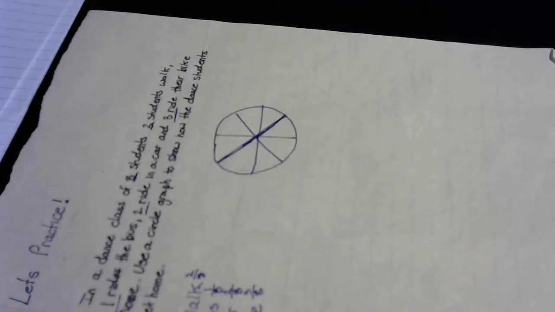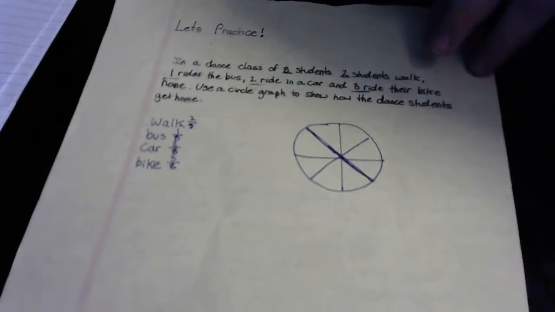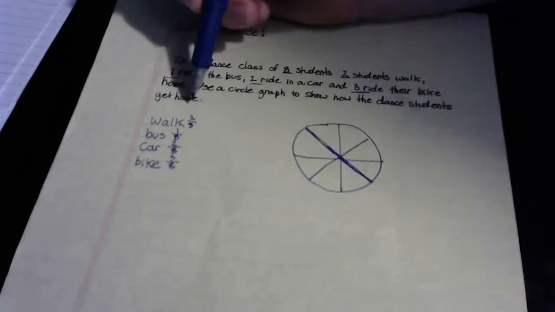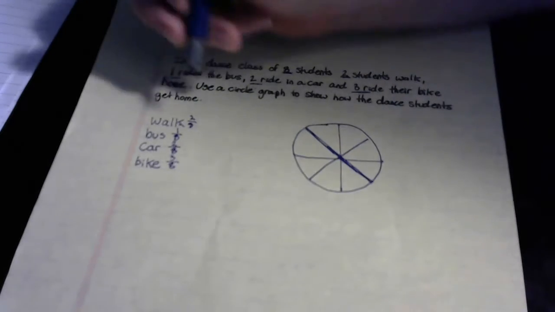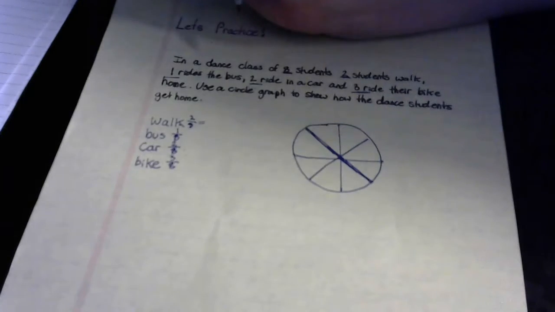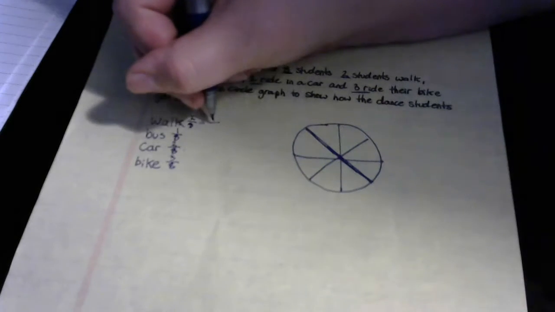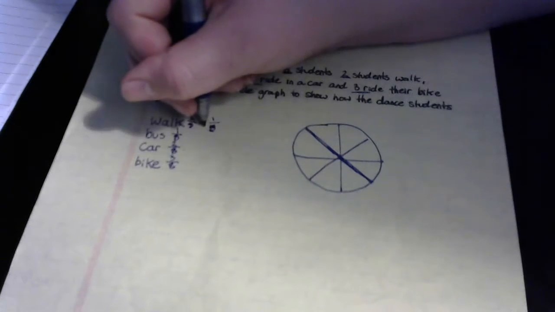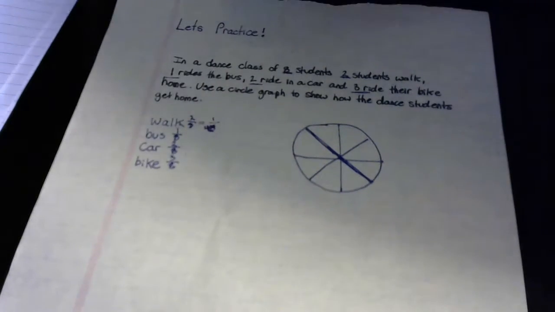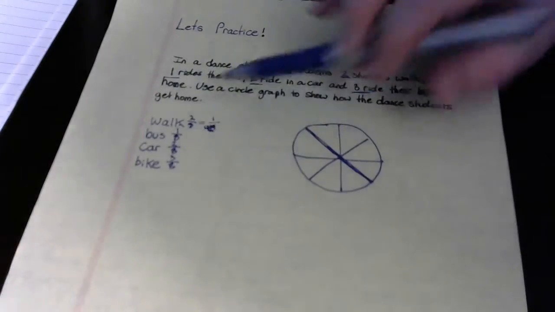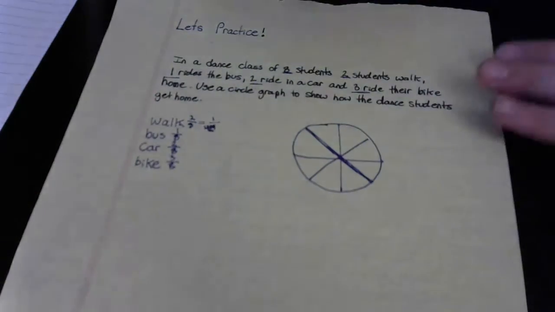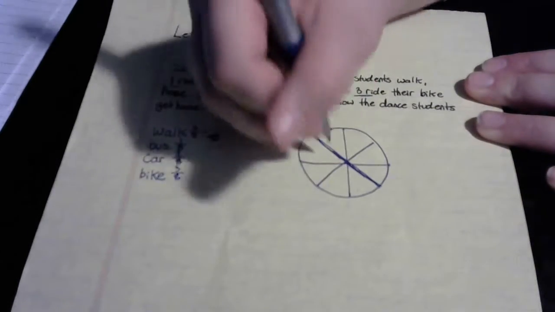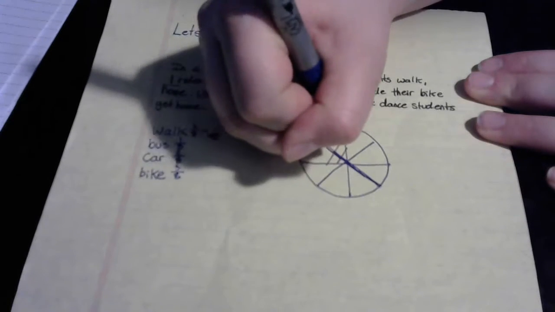Okay. So now we have to go in and fill in the different sections. We see that 2 out of 8 students walk, which you could simplify down to what? That's right, 1/4. So we have 2/8, which is the same thing as 1/4. So we're going to count out 2 sections, and we're going to draw lines for that one.